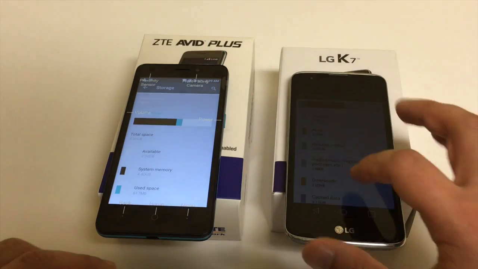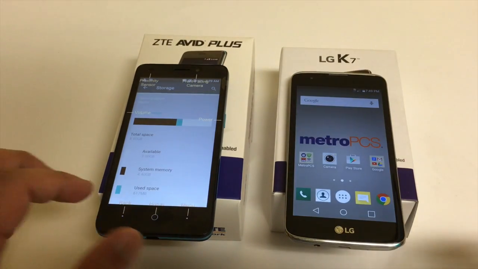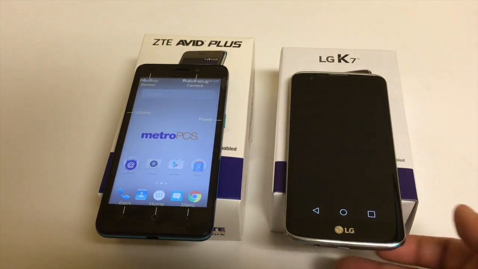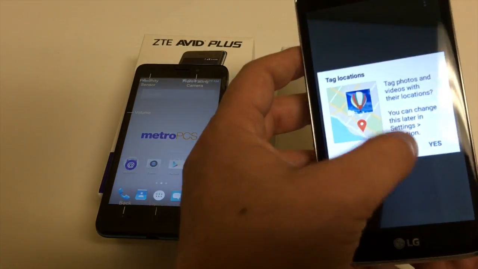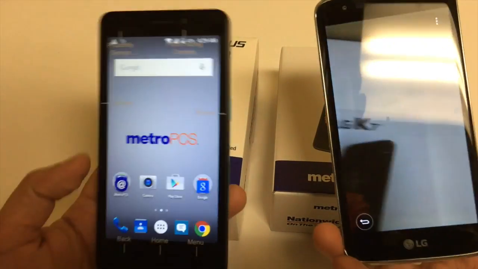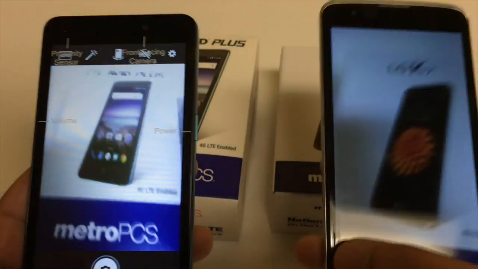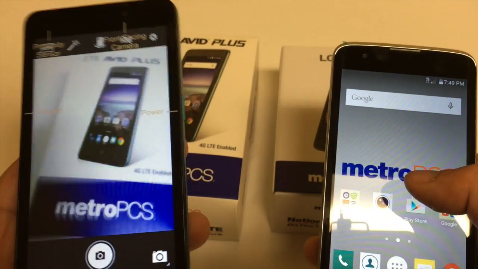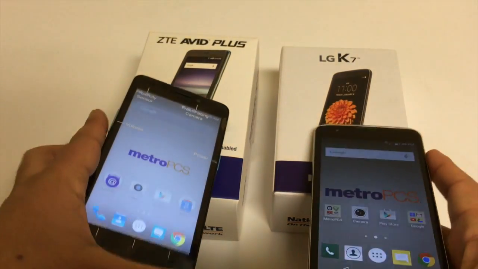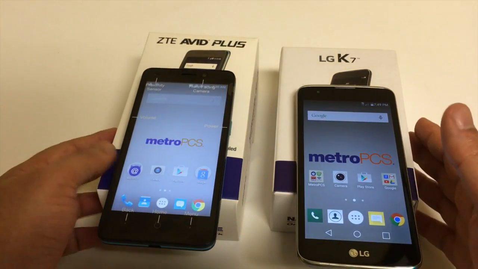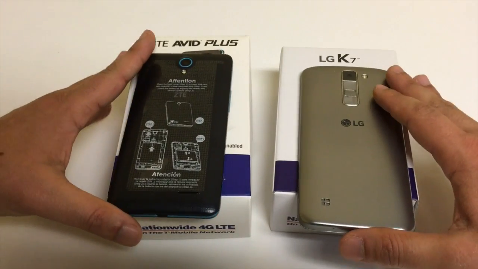Let's go ahead and look at the camera. So this is rocking a 5 megapixel camera in the back, and this is also rocking a 5 megapixel camera in the back. This has a 5 megapixel front facing camera, while the ZTE Avid has only a 2 megapixel front facing camera. They both have removable batteries in the back.